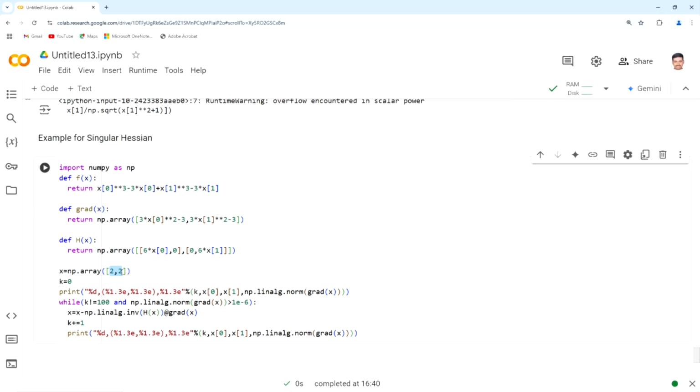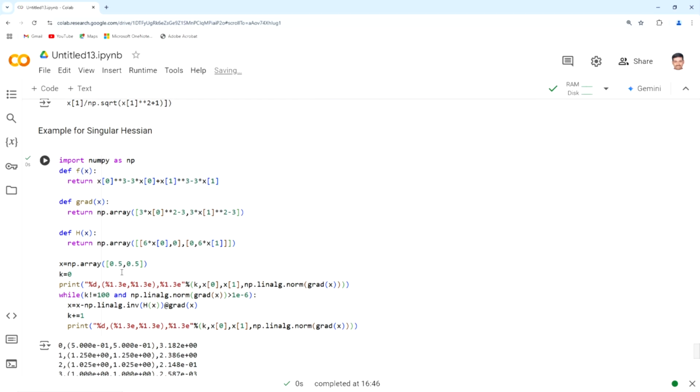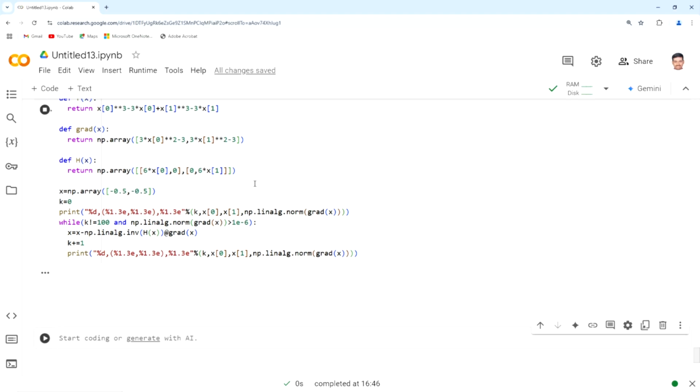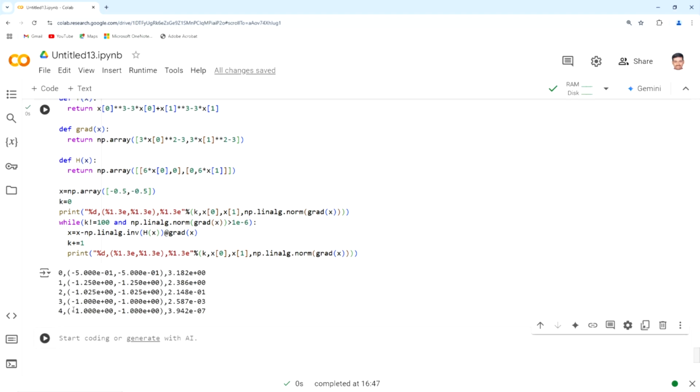So, let me start with 0.5 0.5. Good. It has converged in 4 steps to the right answer 1 comma 1. Now, let me put minus 0.5 minus 0.5. It has converged to the local maximum minus 1 minus 1, that is because we are just asking the problem to find the critical point anyway. It just converges to the nearest critical point, that is it.